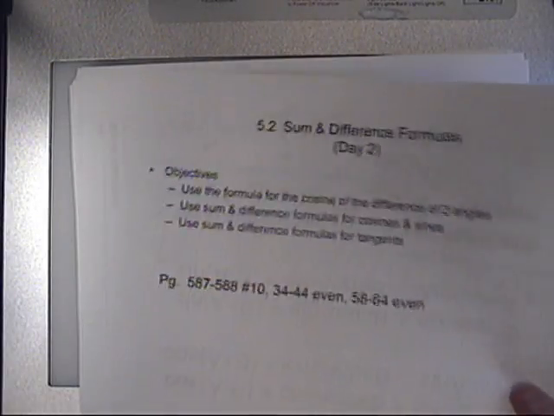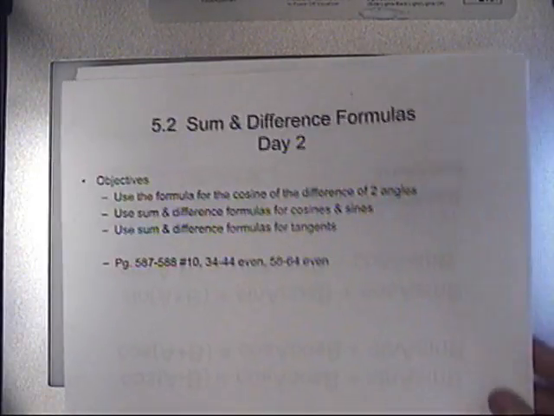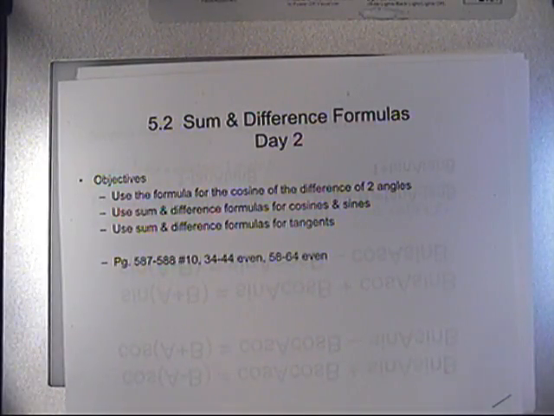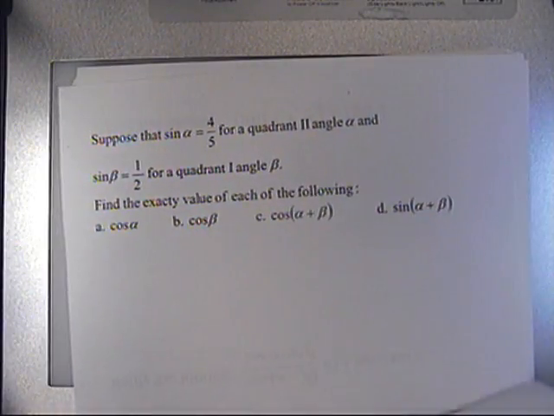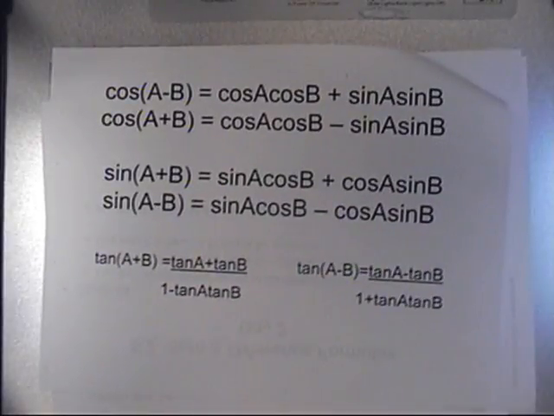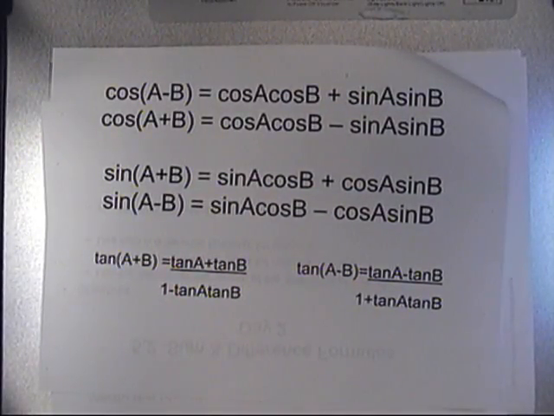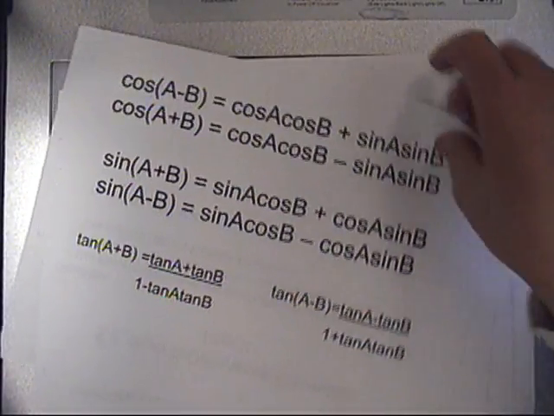This is 5.2 Sum and Difference Formulas, Day 2. Now, the first page here is just a reiteration of the formulas that we've been using lately: cosine, sine, and tangent in terms of adding and subtracting different angles together.